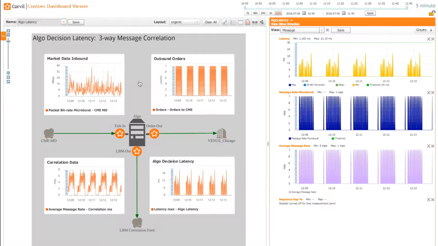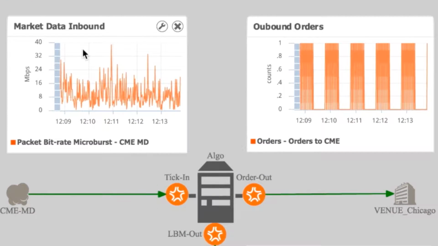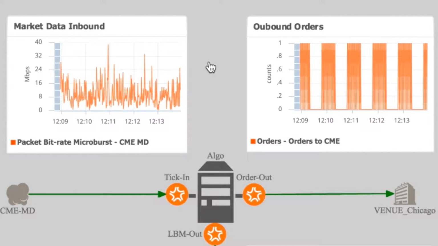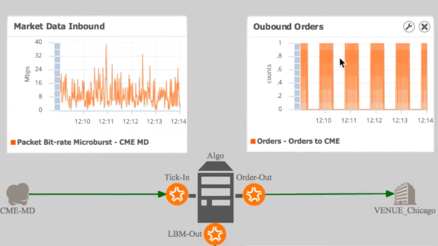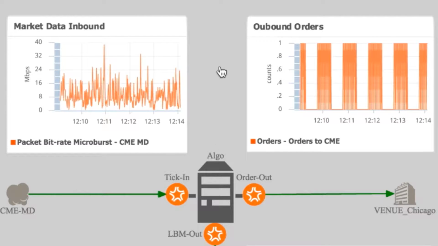Measuring the decision time of an algo server isn't that straightforward, purely because you have many inbound market data ticks, and we can see here the message volumes are quite high. In response to market activity, a decision will be made to place outbound orders. The frequency of the outbound orders is much less than those inbound ticks.